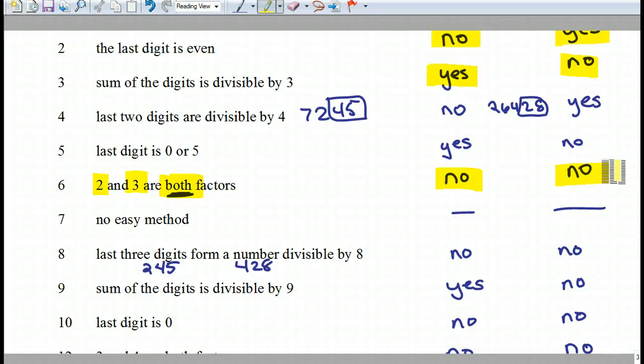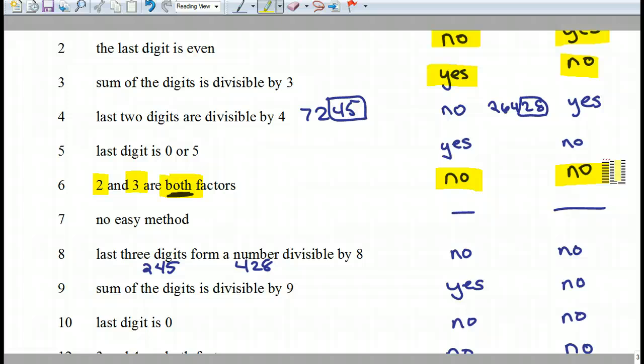If it were like the number 12, if you add the two digits together, it's 3. Is 3 divisible by 3? Yes. And it ends in an even number, so both 2 and 3 go into it. So yes, 12 would be divisible by 6.